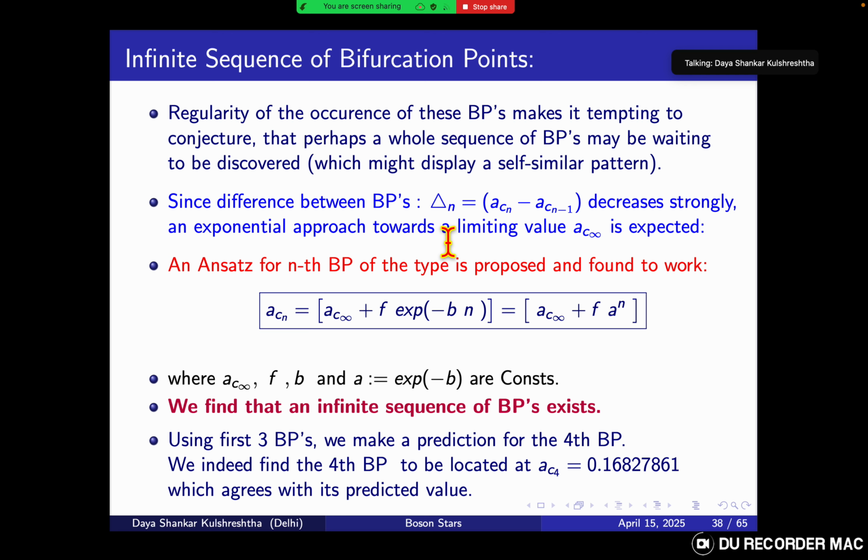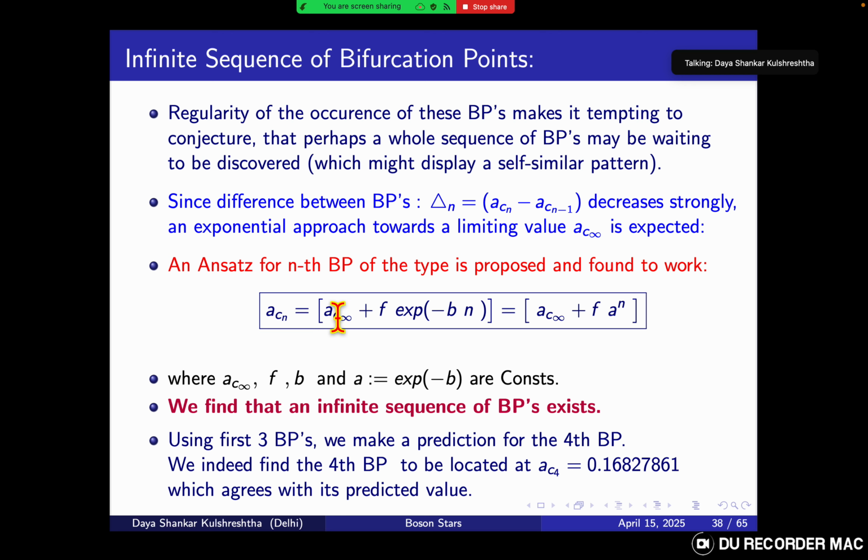impressive. They seem to be correct up to 8 digits. So we made this conjecture: if there is a regularity in the occurrence of the bifurcation points, we found it tempting to discover whether there could be a whole sequence of bifurcation points, maybe waiting to be discovered, which might display a self-similarity. So we made this conjecture.